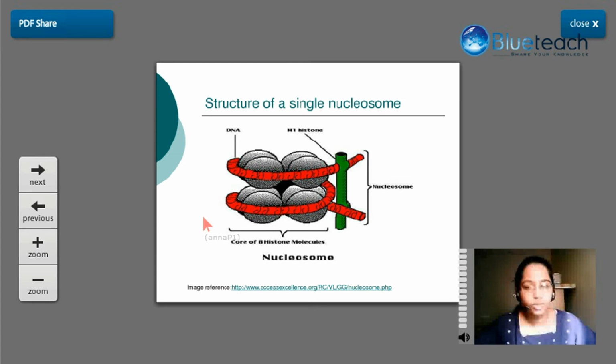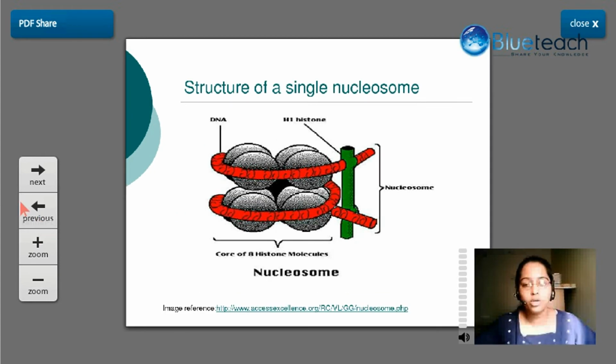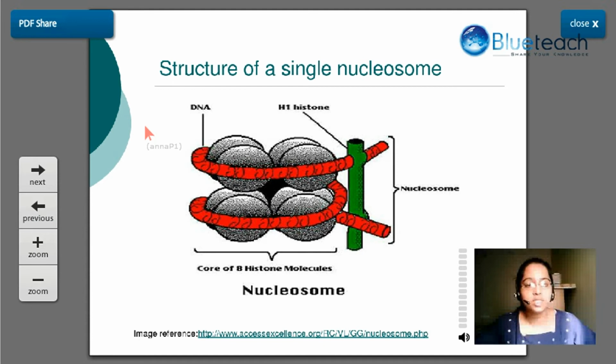Here I have just tried to show the structure of a single nucleosome. I'll just zoom it. So this is the double helix DNA, which wraps around the histone octamer, the histone molecules, and we can see that DNA has taken one complete turn. It starts from here, it has taken one complete turn, and in the next round it covers 3/4 of the octamer, and then it protrudes for the next nucleosome. And this is histone 1, which is a linker histone. I'll be discussing it later. So this is the structure of the nucleosome.